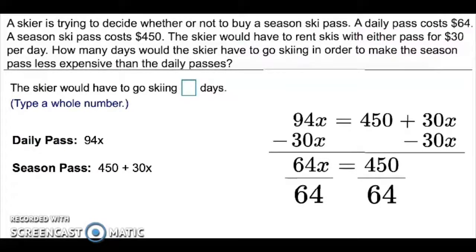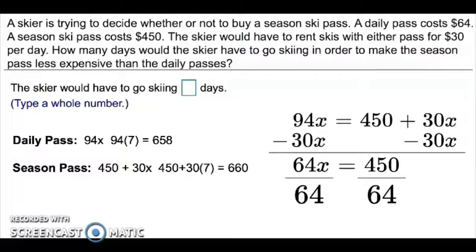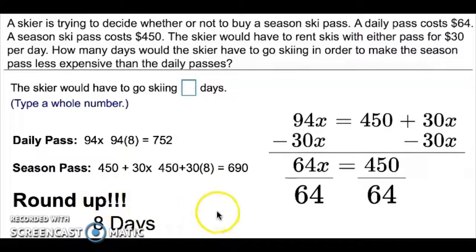So now I can either round up to 8 or round down to 7. I round down to 7 and I substitute it in for x because those are my number of days. It costs more to get the season pass, and that's not what I want. So if I substitute in 8 by rounding up, we see it's cheaper to get the season pass. So the number of days the skier will have to go skiing in order to make the season pass less expensive will have to be 8 days. So that's going to be the answer. Number 15.